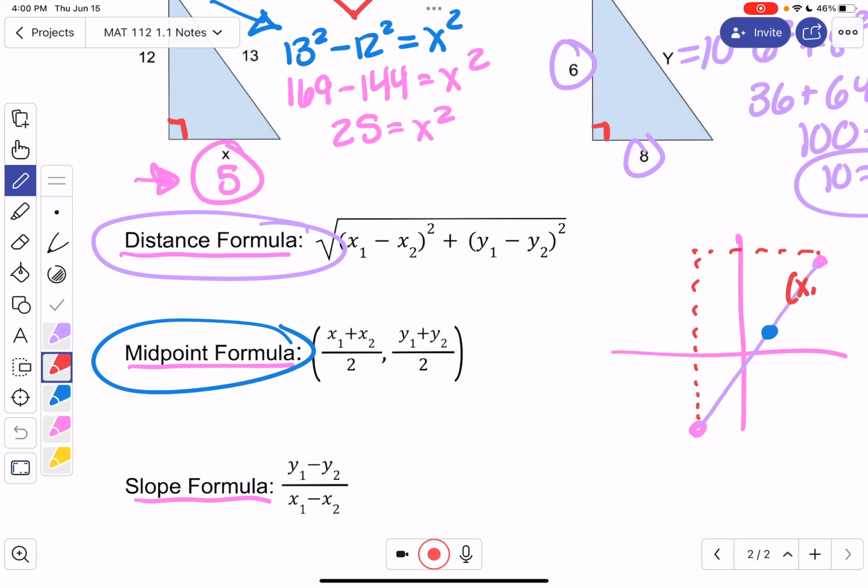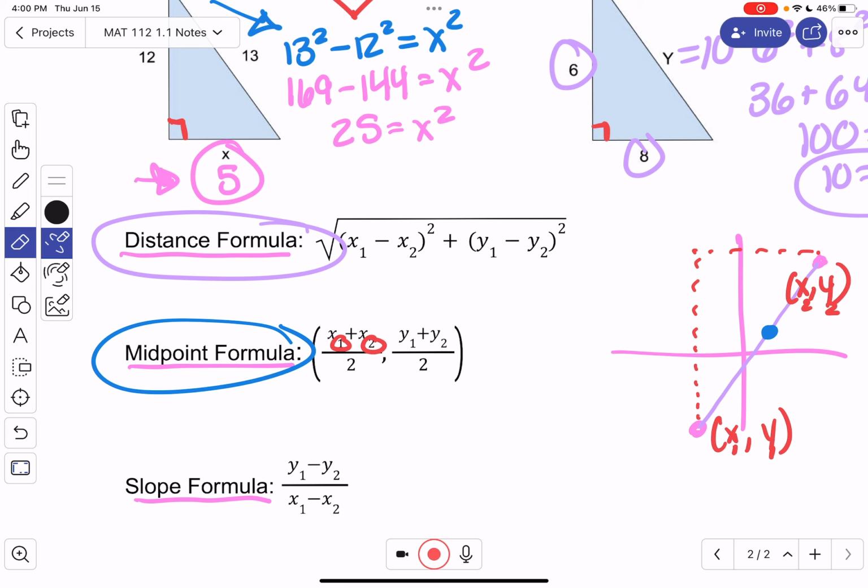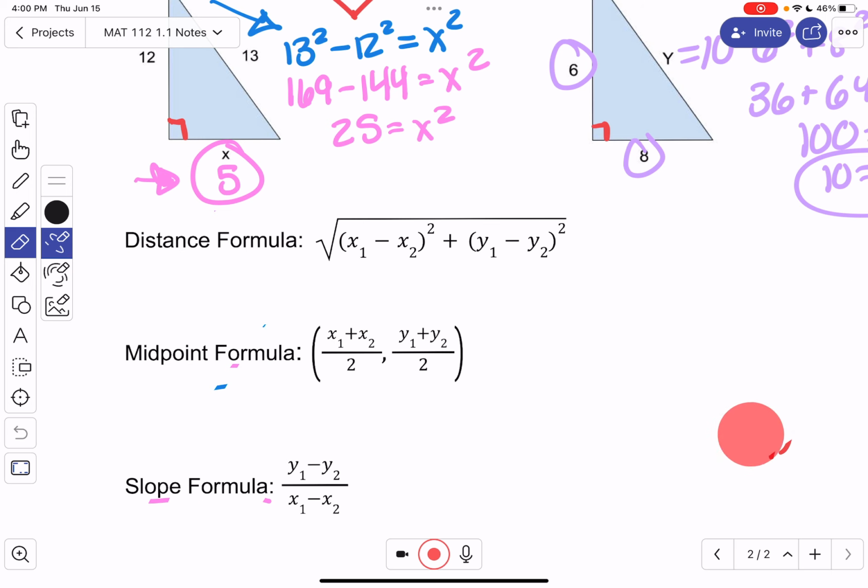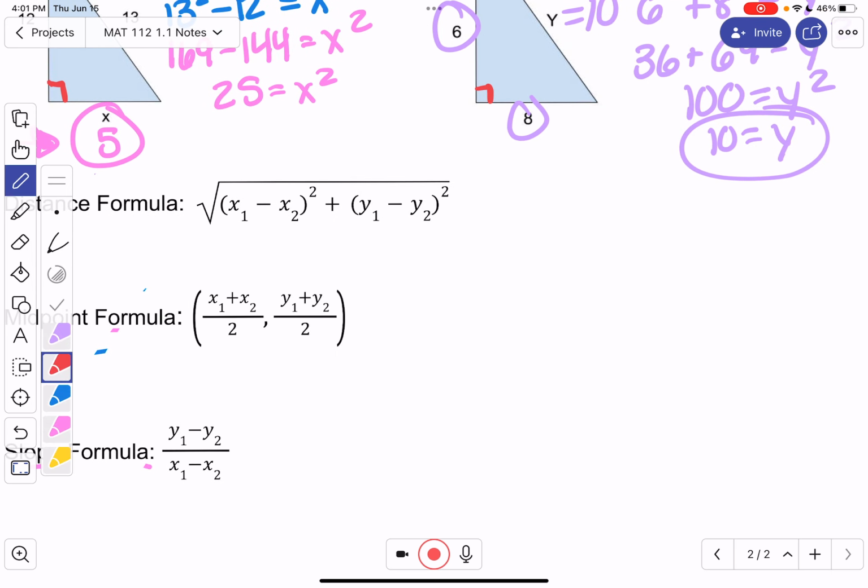Now again, every point is x comma y. So when you have 2 points, you pick one and you name that 1. And you name the other one 2. And that's where these little sub 1s and 2s come from. So now that we have that, I'm going to put down 2 points. And we're going to find those three things. So 1 point is going to be negative 8, 4. The other point is going to be 3, negative 2.